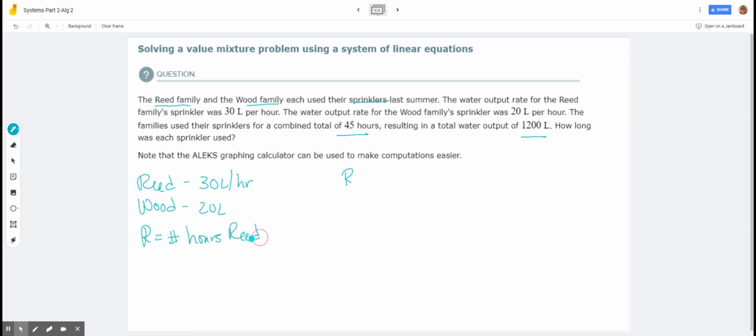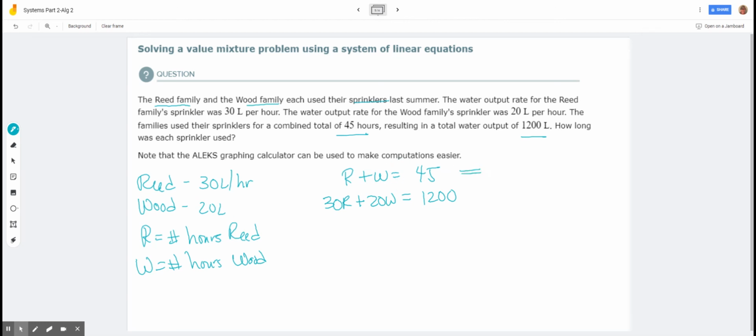Okay, so I'm going to put R equals the number of hours Reed's family sprinklers were turned on. W equals the number of hours Wood family. So R plus W equals 45. And then for every hour, the Reed's was 30R plus 20W for the Wood family equals 1200. And now we have our two equations.